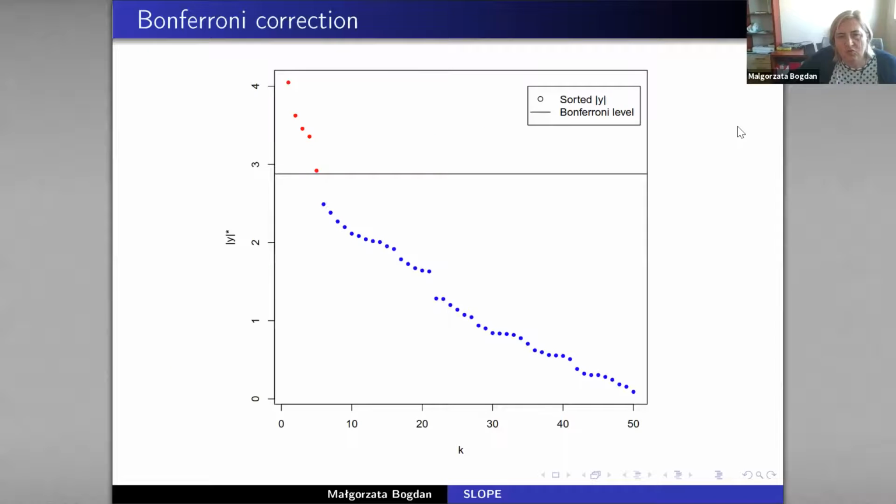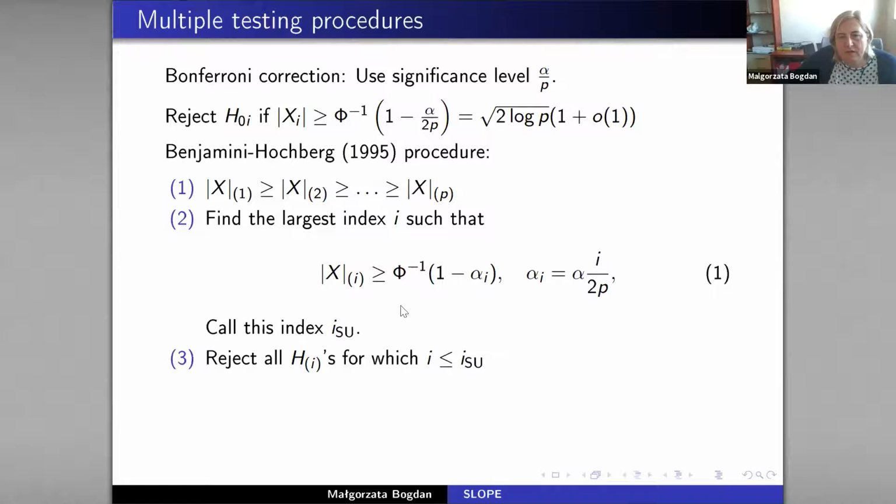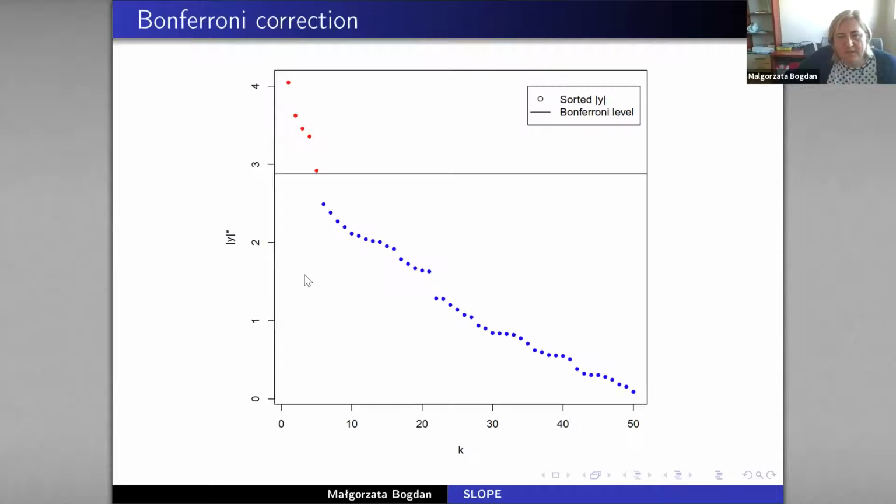Let me just show you on the plot. These are the critical values which I'm using. For the largest one, I'm using this critical value. For the second largest, I use a value which is smaller, and so on. Then I catch the last point, according to the sequence, which is above the line, and I reject all hypotheses to the left-hand side. This is called the Benjamini-Hochberg procedure. And here, yes, question?